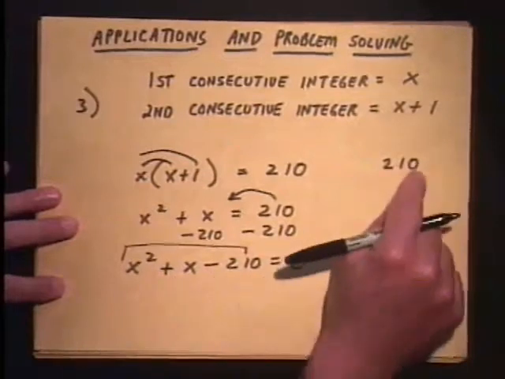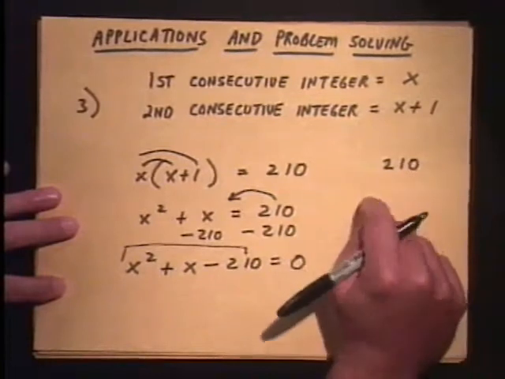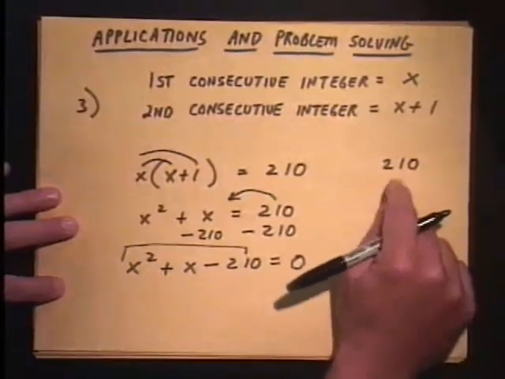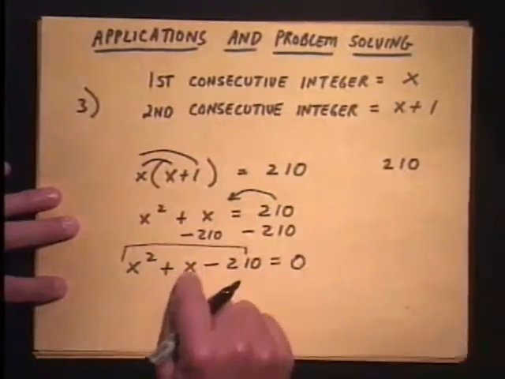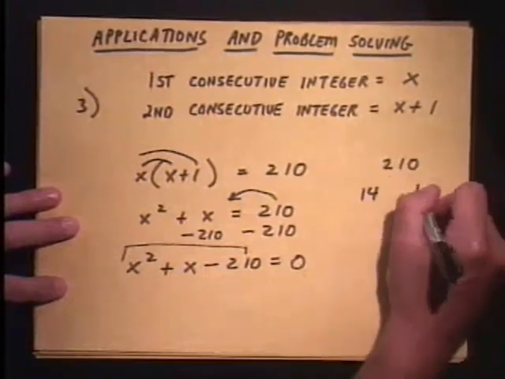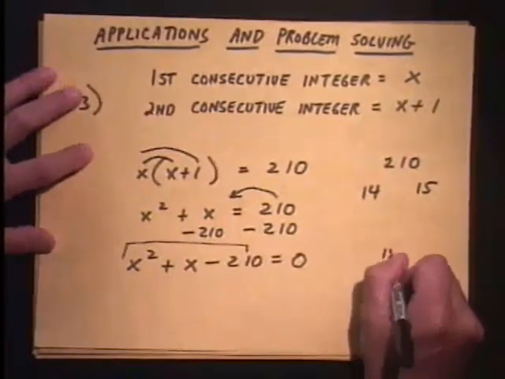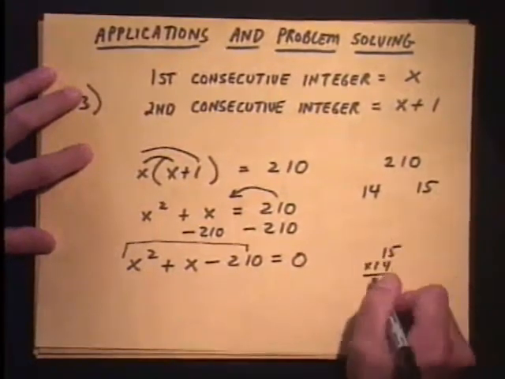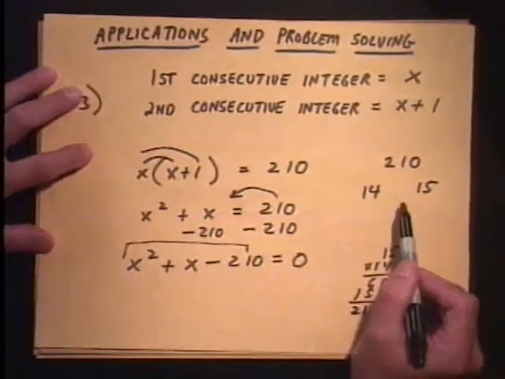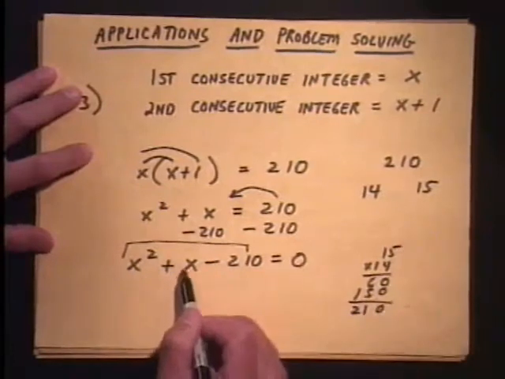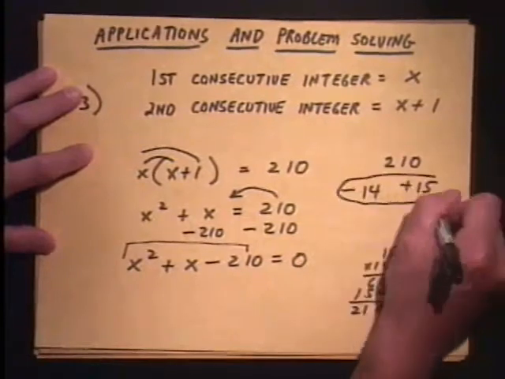And it has to end in a 0. For example, 11 times 12 wouldn't end in a 0, and 12 times 13 would not end in a 0, it would end in a 6. So the first numbers that end in a 0 that are 1 apart would be 14 and 15. Do 14 times 15 multiply to give me 210? Let's multiply it together real quick, and we will see that it is indeed 210. So in order to add to give me a positive 1 in the middle, the signs would have to be a negative 14 and a positive 15.